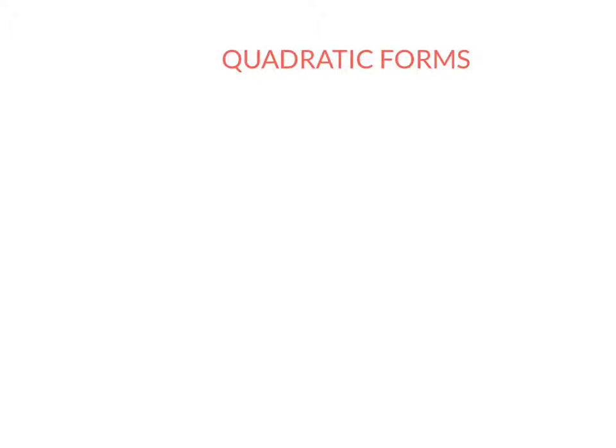So basically everything we've looked at up until now has been linear. Now we're going to look at something that's quadratic. So a quadratic form is an expression of the form Q(x), where x is a vector, x transpose Ax.